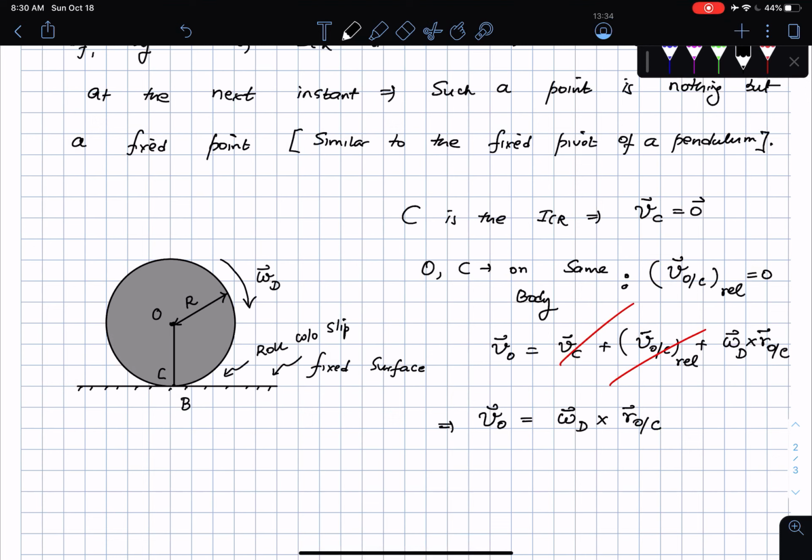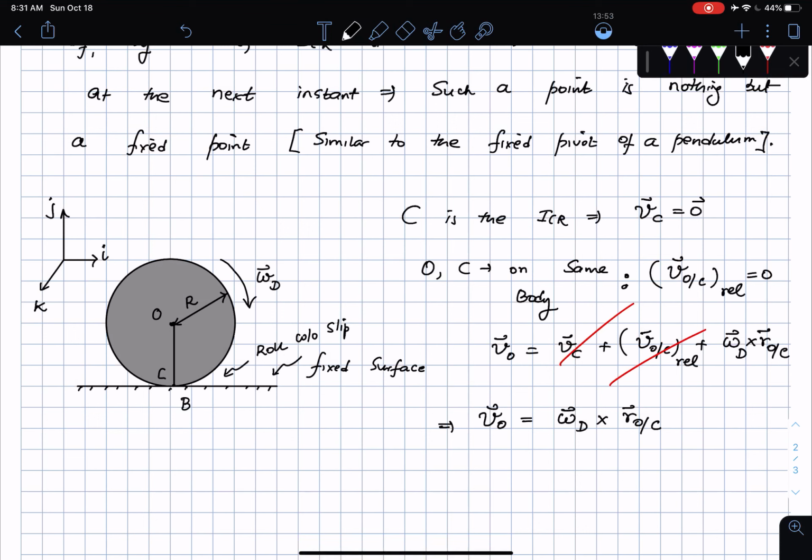If I assume that the disk is rolling clockwise, then I'm going to set up a coordinate frame here very quickly. So this is I, J, and K for me, as you know. This is J, this is I, and this is K.